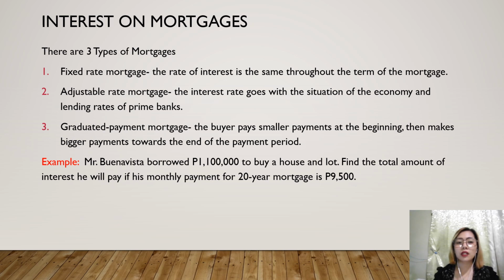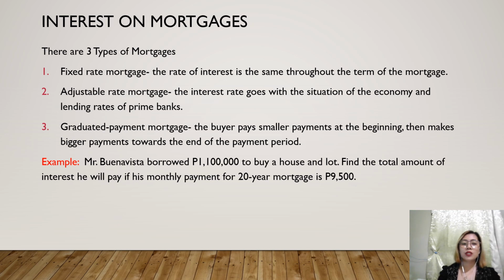The number 3 is the graduated payment mortgage. The buyer pays smaller payments at the beginning, then makes bigger payments towards the end of the payment period. So, ito naman yung may sinasabi na may down payment. Okay? So, nag-down payment ka para mabawasan yung babayaran mo sa mortgage. But in this case, syempre, depende yan kung magkano yung binayad mo. Kung smaller amount yung binayad mo sa umpisa, syempre, bigger amount yung babayaran mo in the end. So, depende yan sa pag-uusap nyo rin between the bank and ikaw na mangungutang or the borrower.